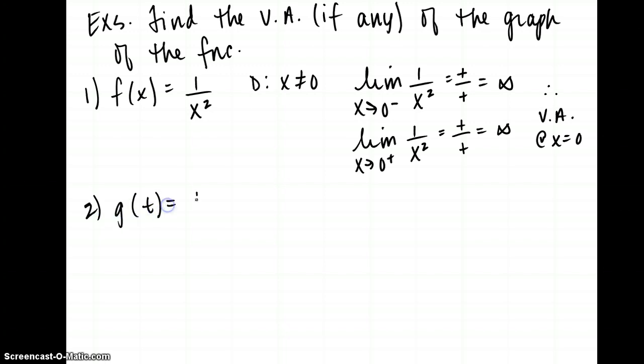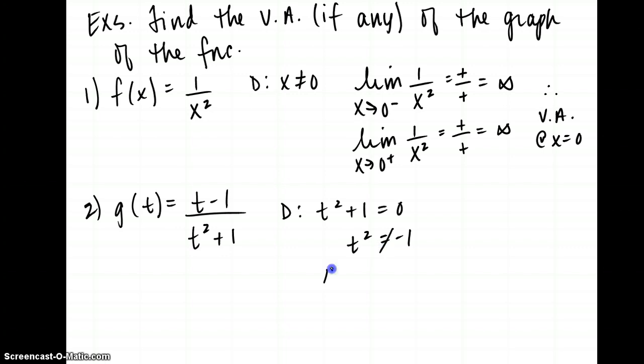G of t equals t minus 1 all over t squared plus 1. When we look to determine the domain of a rational function, will t squared plus 1 ever equal 0? If we attempt to solve that equation, t squared would never equal negative 1. The domain is all numbers, therefore no vertical asymptote. We like problems like that.